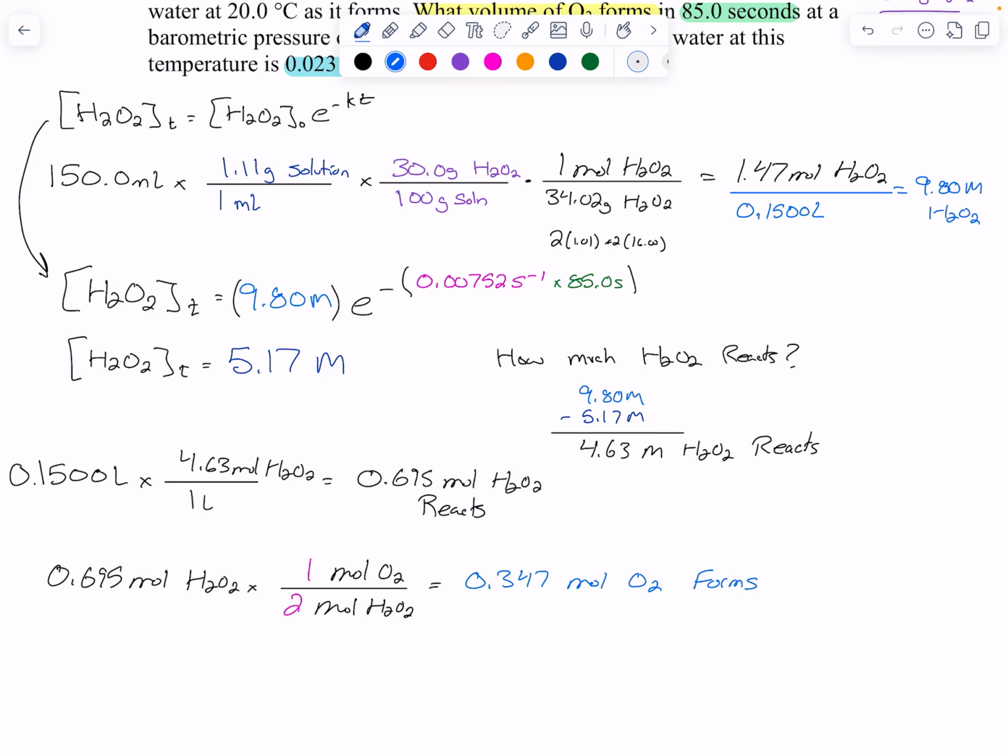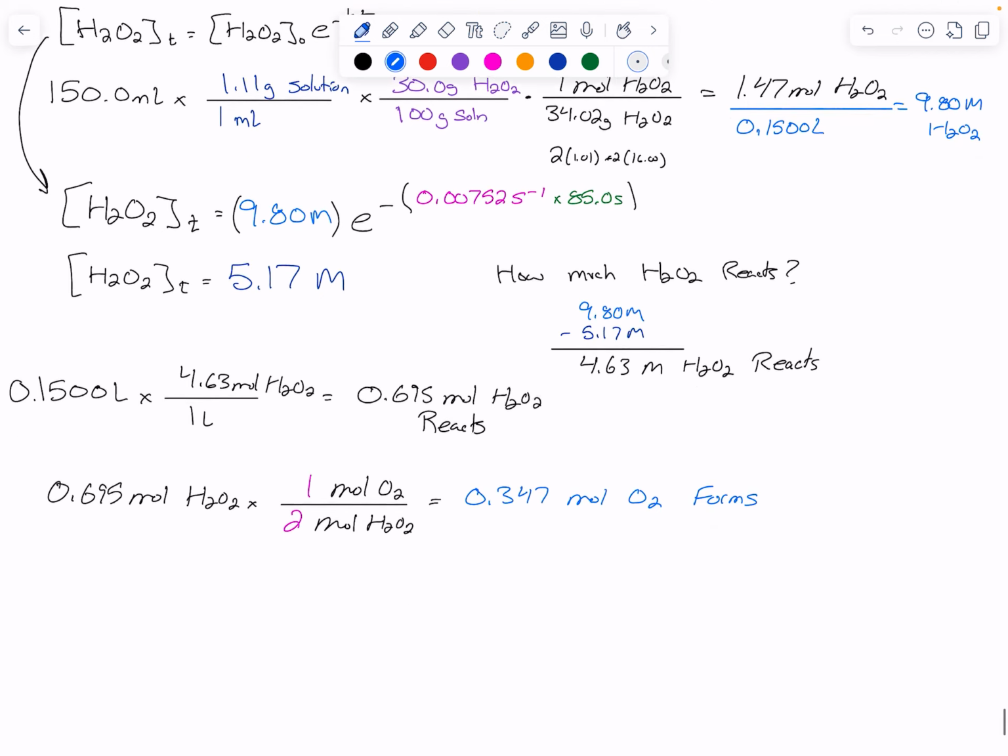Okay, so if that's the case, we can now use PV equals nRT. But now the pressure, the atmosphere, is 0.977. However, the H2O vapor is 0.023 atmospheres. So this is the pressure of H2O vapor, and this is the pressure of the atmosphere.